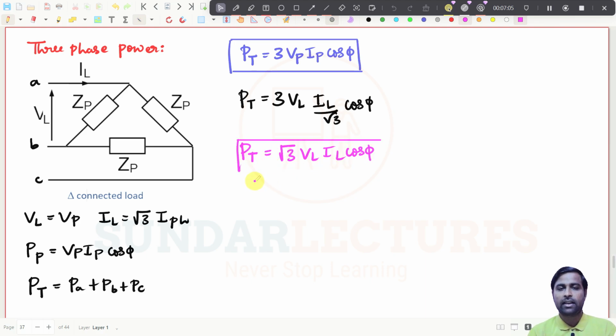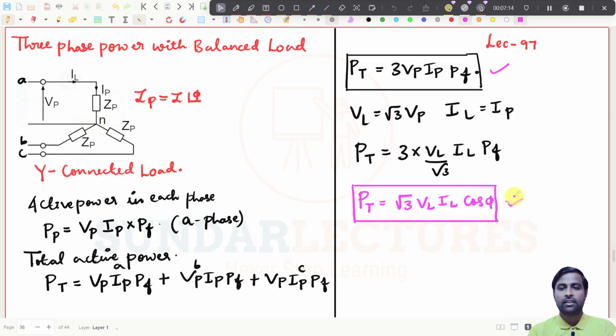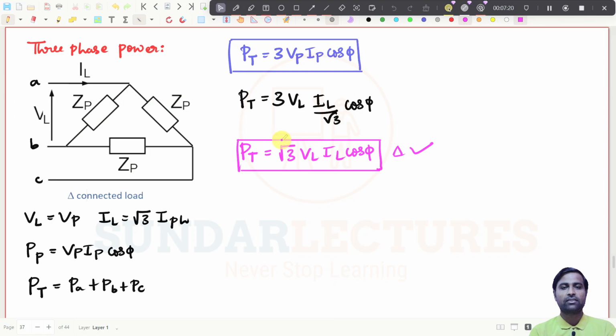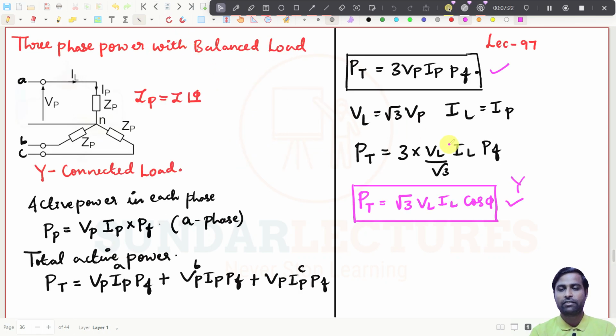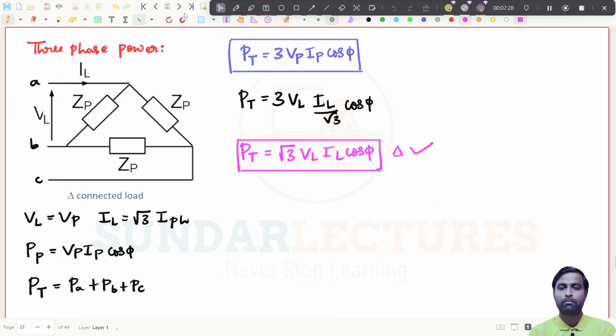And you see here, this is for the delta connected system, and this is for the star connected system. In both cases the power values are the same. There is no difference in the power values, whatever it may be. The power values in the star connected system and the delta connected system in a three phase balanced load will be the same. That is the point you have to note here.